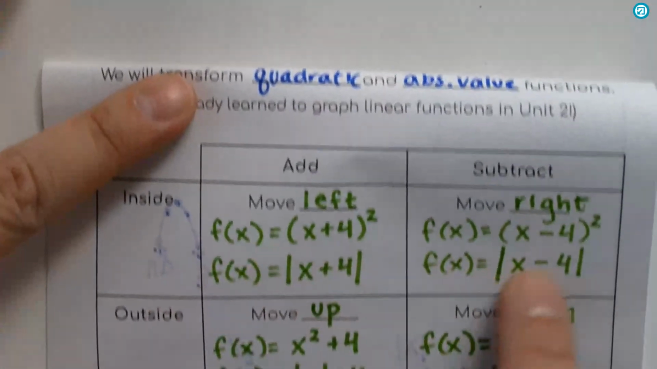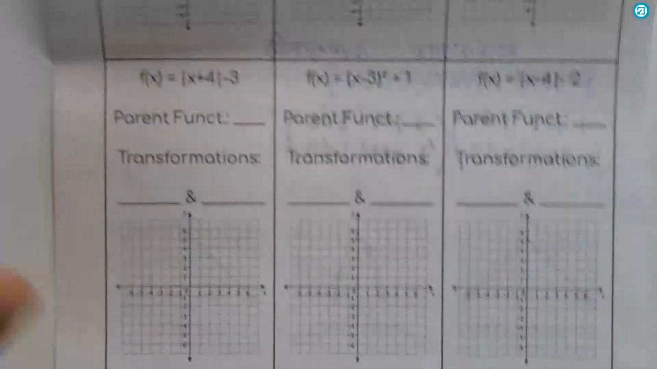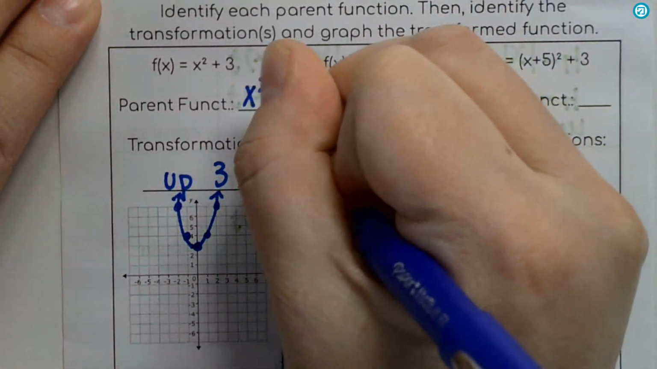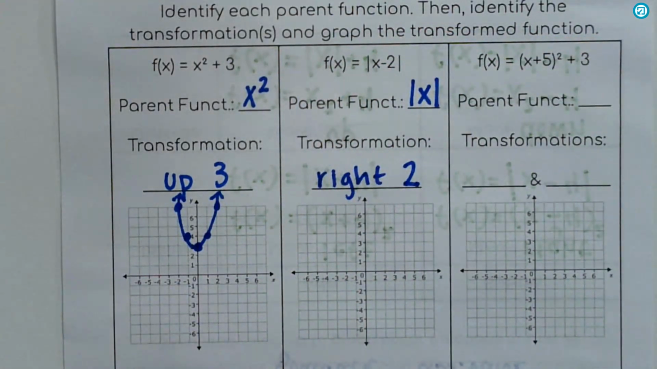Subtracting inside moves me to the right. So I need to move to the right 2. And the number always tells you how far you're going. So right 2. So once you've given yourself those directions, then it's smooth sailing from there. You can just graph it.